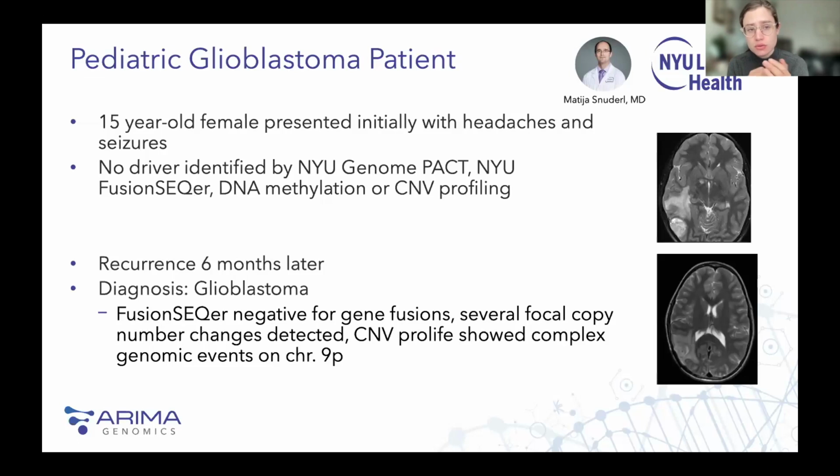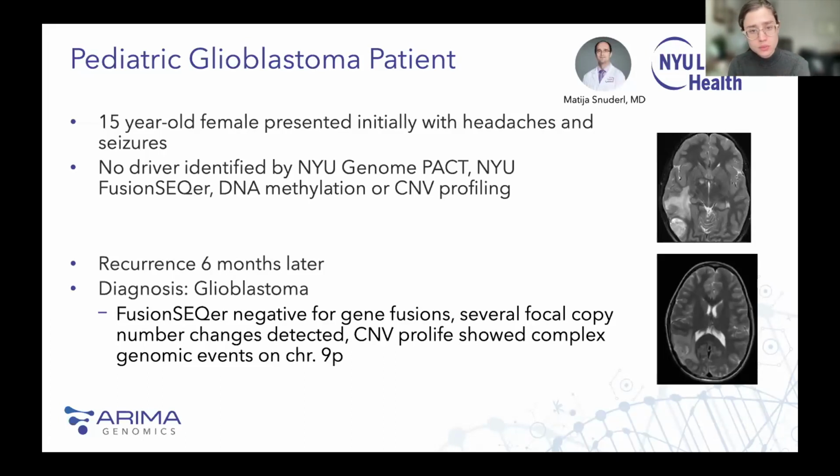So there was the case of a 15-year-old female who presented with headaches and seizures, and after resection, they ran every single test that they had at NYU to identify fusions and copy number variations, and nothing came up as a positive hit for this particular tumor. The tumor recurred 6 months later. The diagnosis this time was glioblastoma, and the available methods in the clinic just showed a lot of complex genomic events on chromosome 9, but no specific driver was uncovered.